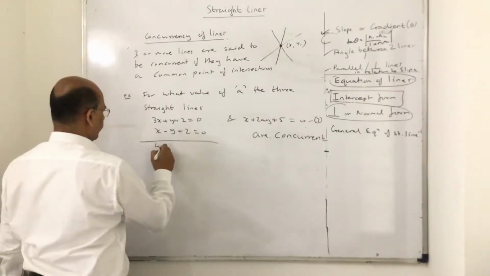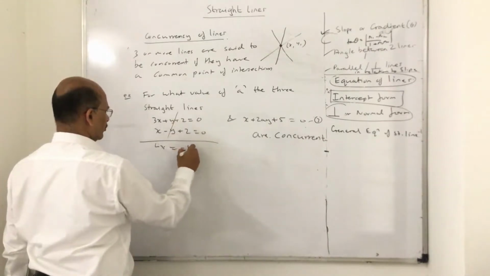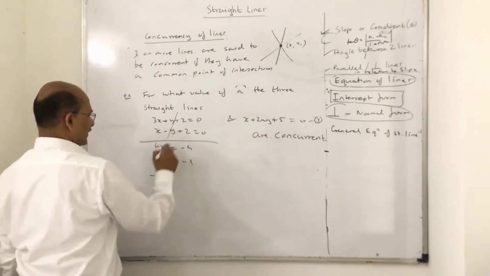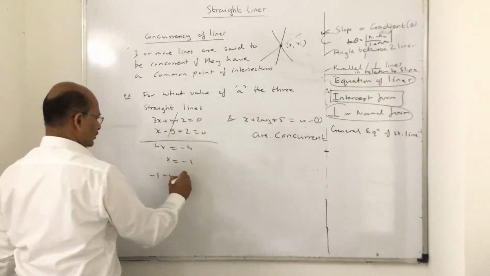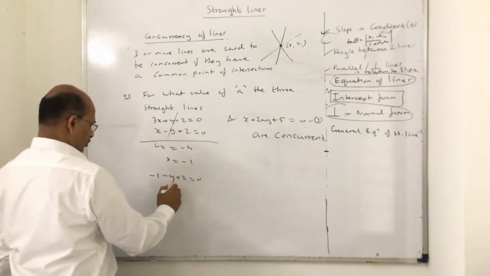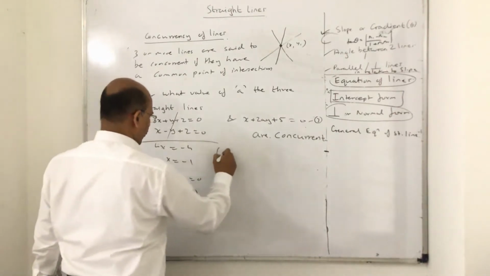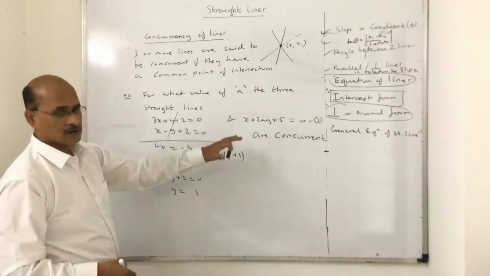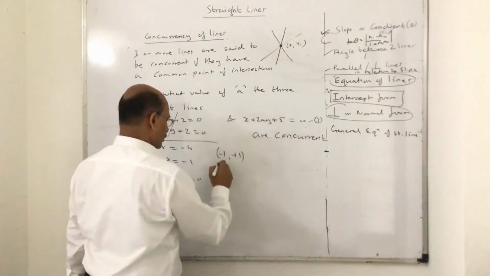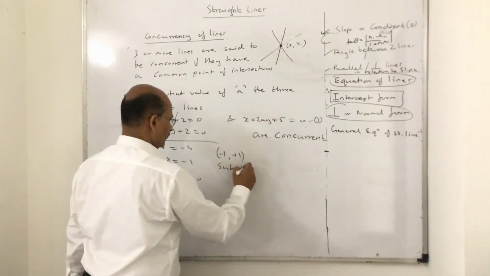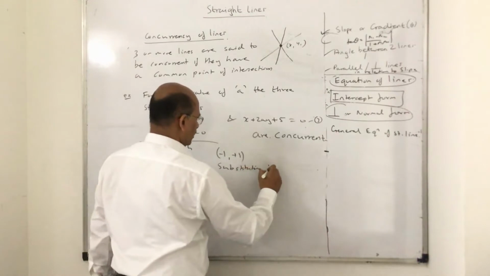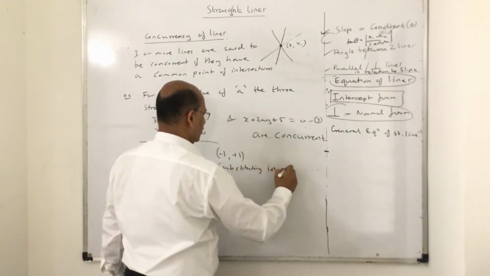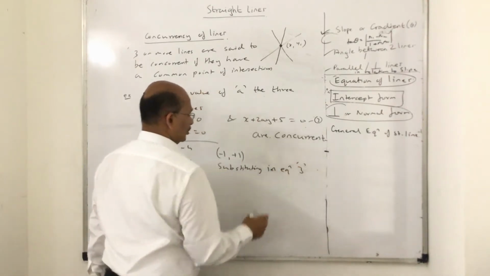I believe it will be 4x equals, if I cancel this off, 4x equals minus 4, x equals minus 1. Take this over here and put it in to find the value of y. Minus 1 minus y plus 2 equals 0. It is 1, so y is nothing but 1. So minus 1 and plus 1 will be the point x and y, which is satisfying all three. Now substituting in equation 3.